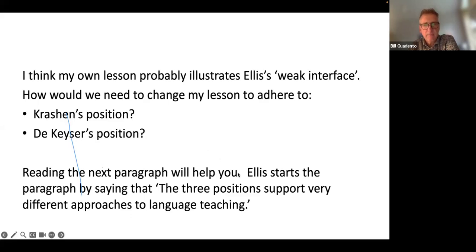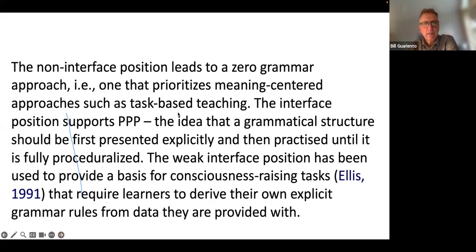Well, let's read the next paragraph, and that will help us to answer it. So this is Krashen's idea. Read it again. And this is also DeKeyser's. And finally, we have Ellis's. So, Krashen's idea, the non-interface position, leads to a zero grammar approach, i.e. one that prioritizes meaning-centered approaches such as task-based teaching. So, if we're following Krashen's approach, how would we change my lesson?